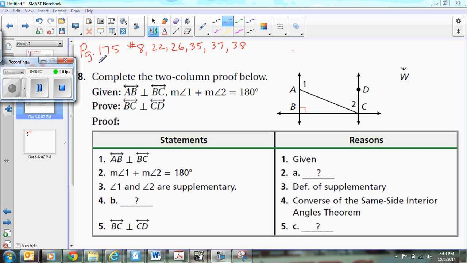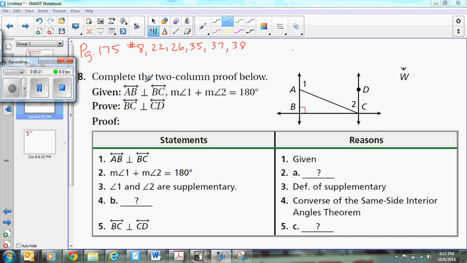This is your page 175 assignment, and I'm going to give you some helpful hints on numbers 8, 22, 26, 35, 37, and 38. So let's start by taking a look at number 8. The directions say to complete this two-column proof below.